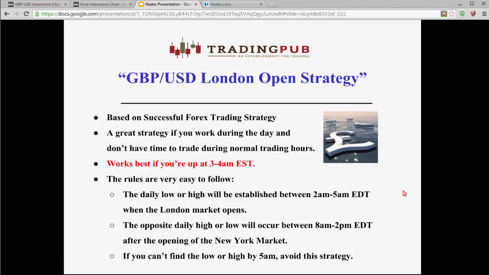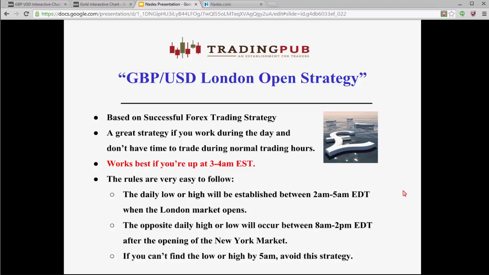Basically, this whole plan is based on the premise that on almost 80% of trading days, the low or the high of the day will reveal itself between 2 a.m. and 5 a.m. Eastern time, when the London market opens. The opposing high or low of the day will occur between 8 o'clock in the morning and 2 o'clock in the afternoon Eastern time, after the opening of the New York market.